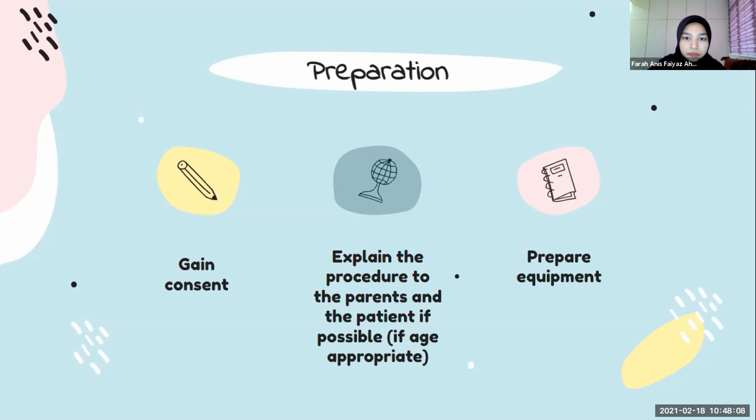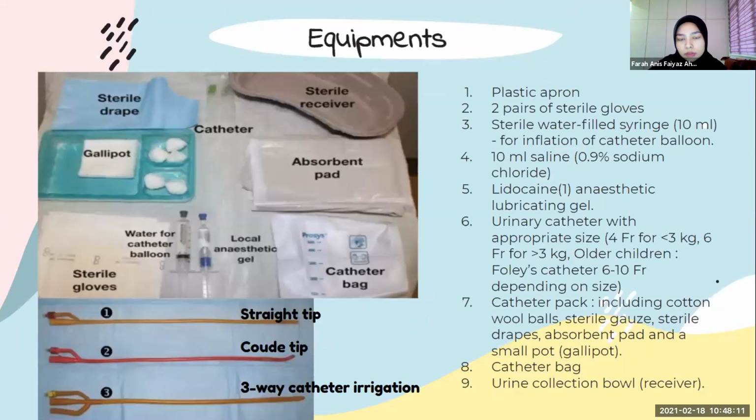and we need to prepare the equipment. And as for the equipment, the first one is plastic apron, 2 pairs of sterile gloves, sterile water-filled syringe that later we will use for inflation of the catheter balloon after it is inserted, and then saline, lidocaine 1% anesthetic lubricating gel, urinary catheter with appropriate size, French is the unit of the size of the catheter. 4 French for less than 3 kg body weight patients. 6 French for more than 3 kg patients.